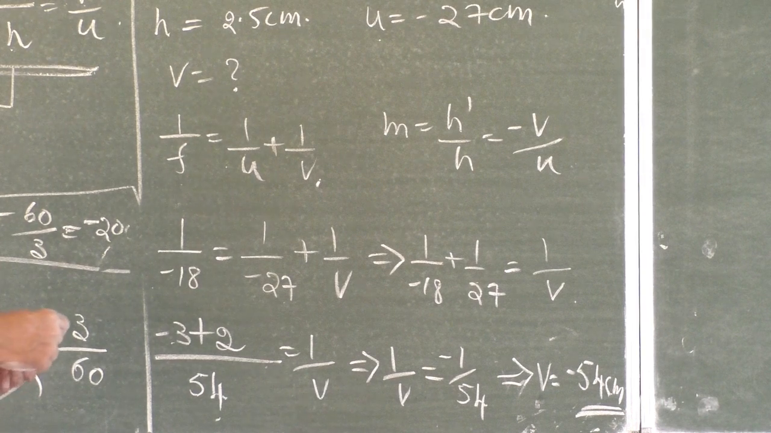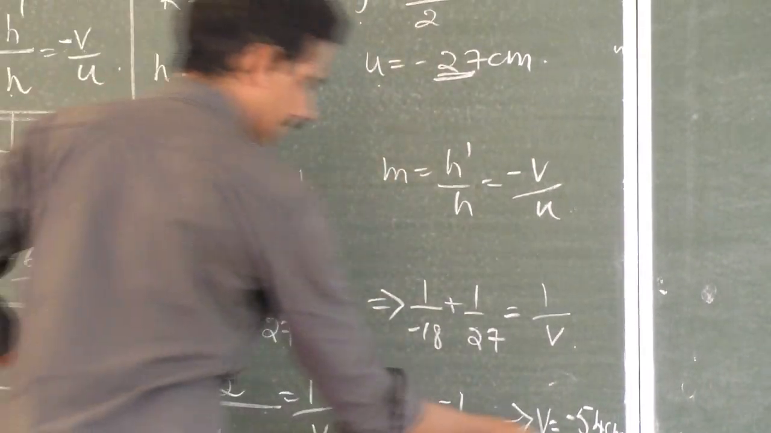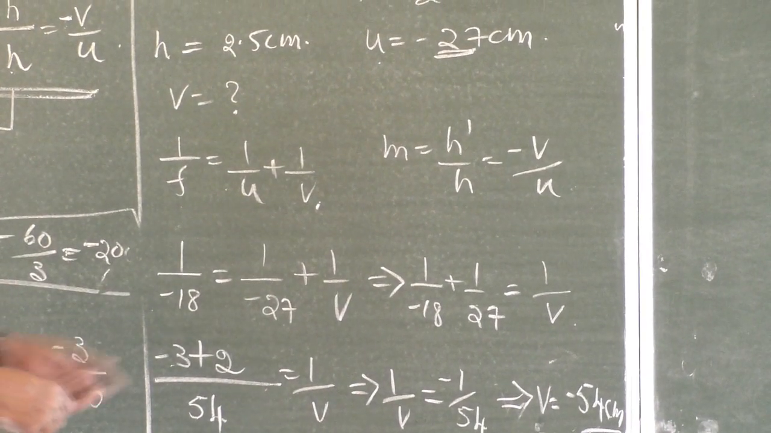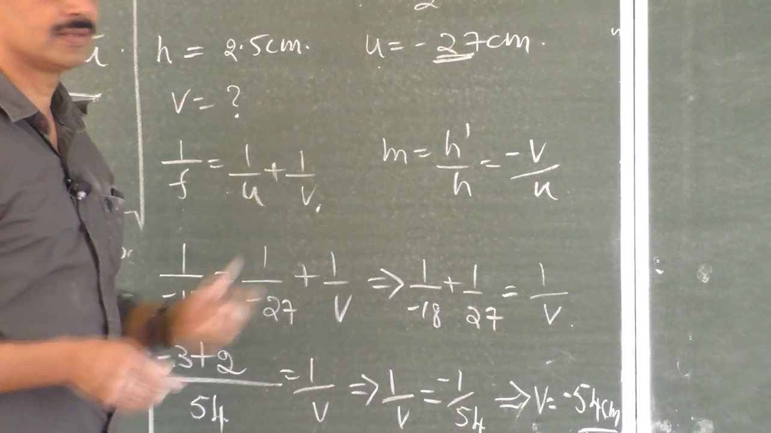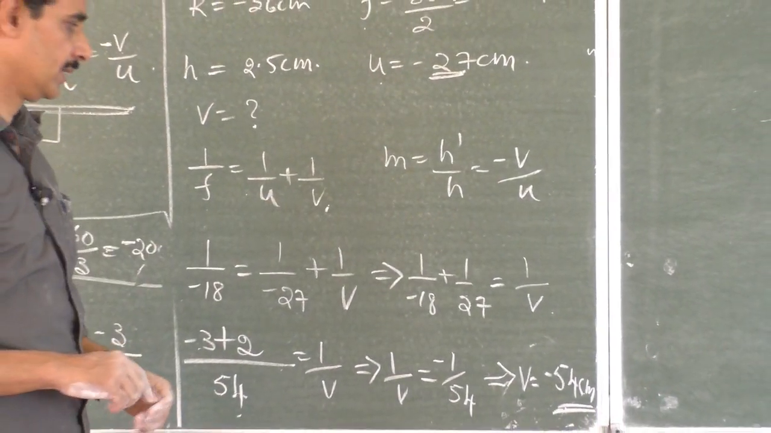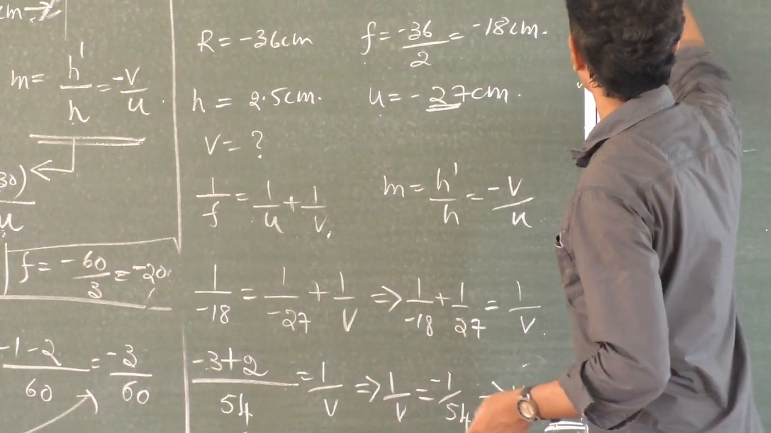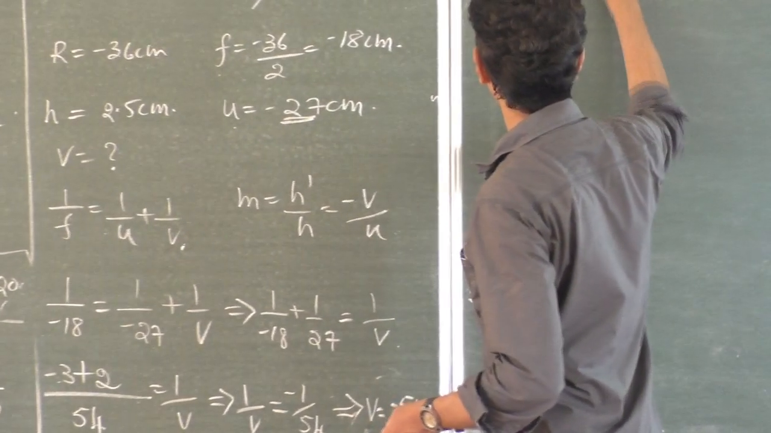Now, if you just look into the object distance and image distance, right now itself we can conclude. Object distance is 27 and image distance is minus 54. That means image is formed away from the center, object is between focus and center. So it is an enlarged, inverted real image. So how to prove it? Take the formula of magnification. M is equal to h dash by h is equal to minus v by u.